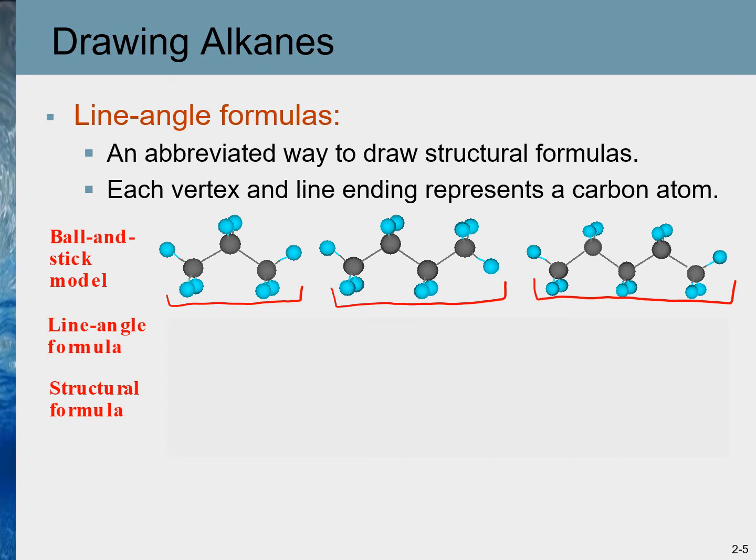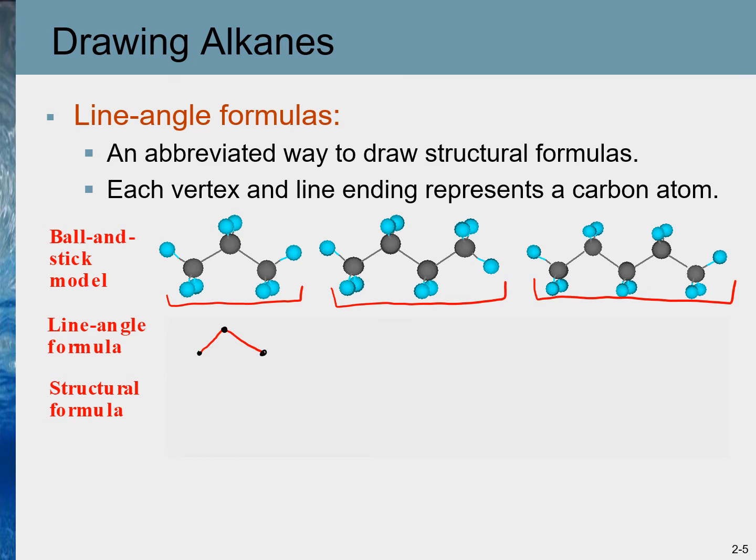So a more common structure is the line angle formula. In line angle formula, we represent alkanes with lines. In this formula, hydrogens are not represented. A line represents a bond between carbon-carbon, and it is assumed that at every end and at every bend there is a carbon atom.